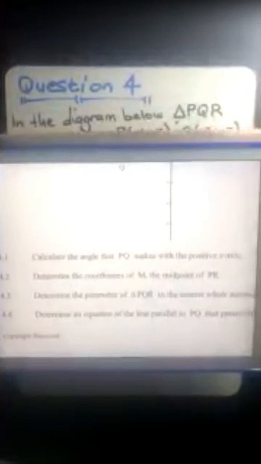It is that word or those words which, when removed from the question, the whole of the question will not make sense. But in this case, can you see? Determine the coordinates of M, the midpoint of PR, which means the cream of the question is the coordinates. So when you answer the question, do not give us the X value, do not give us the Y value, do not give us a point. Ladies and gentlemen, what the examiner needs there is the coordinates.